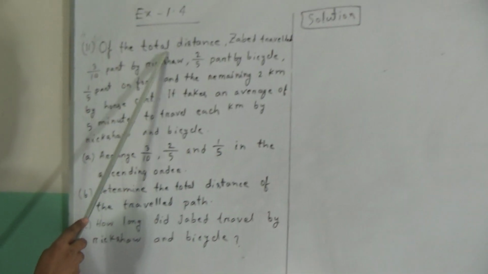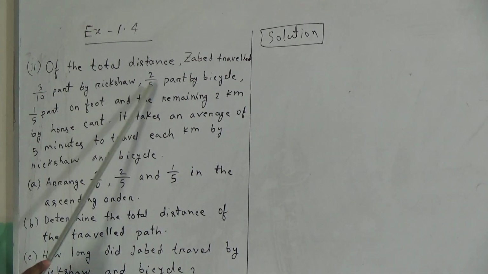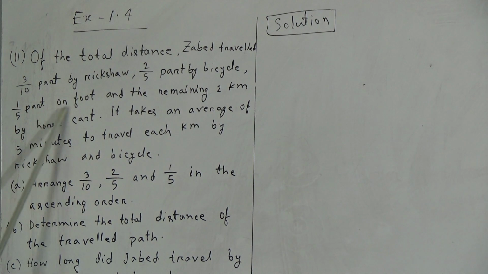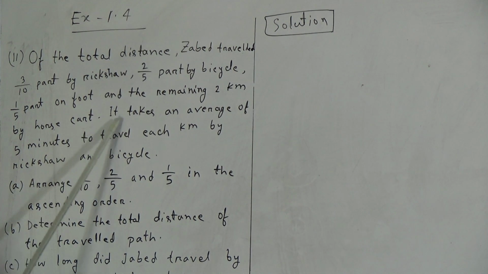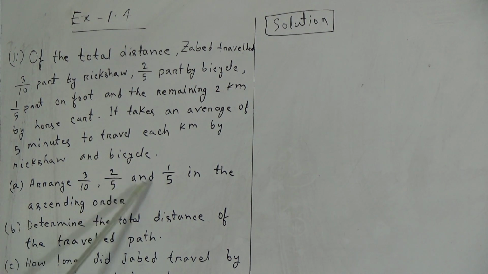Question is, of the total distance Javed traveled 3 by 10 foot by rickshaw, 2 by 5 foot by bicycle, 1 by 5 foot on foot, and the remaining 2 km by horse cart. It takes an average of 5 minutes to travel each kilometer by rickshaw and bicycle. A number question, arrange 3 by 10, 2 by 5 and 1 by 5 in ascending order. B number, determine the total distance of the traveled path. And C number, how long did Javed travel by rickshaw and bicycle?